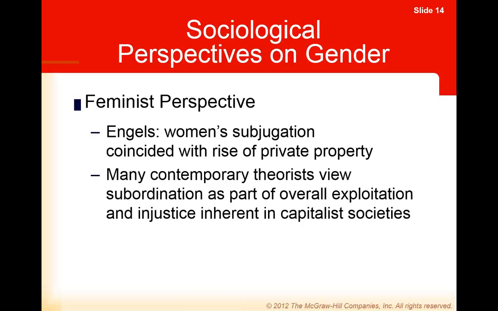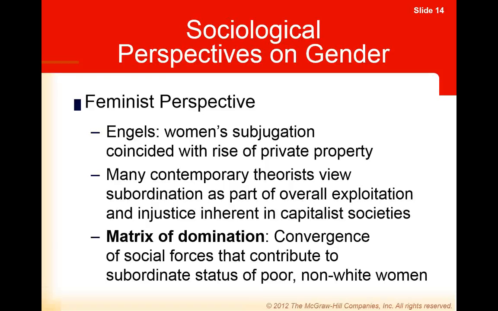The subordination of women is viewed by many theorists as part of the overall exploitation and injustice inherent in capitalist societies. The idea of the matrix of domination, which is also known as intersection theory, is the idea that if you have more than one minority status, its effects become cumulative.